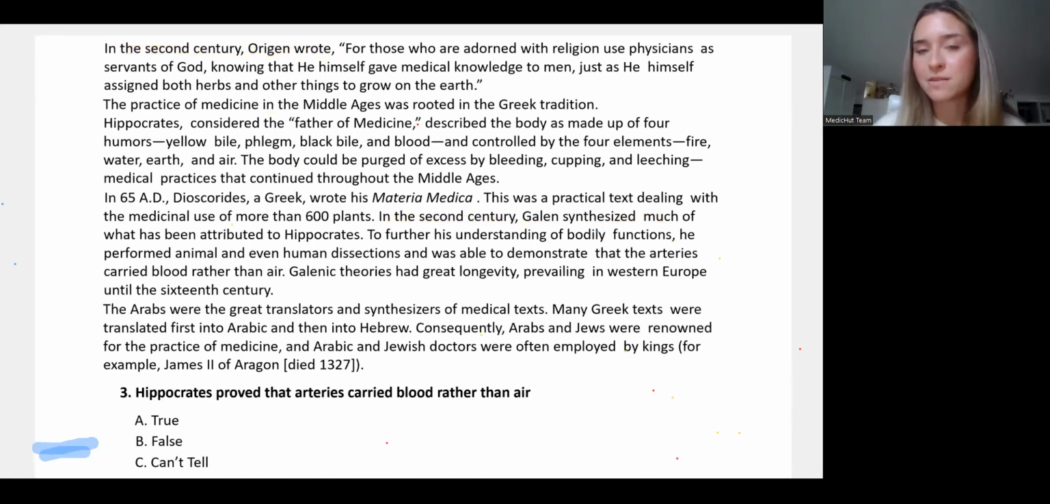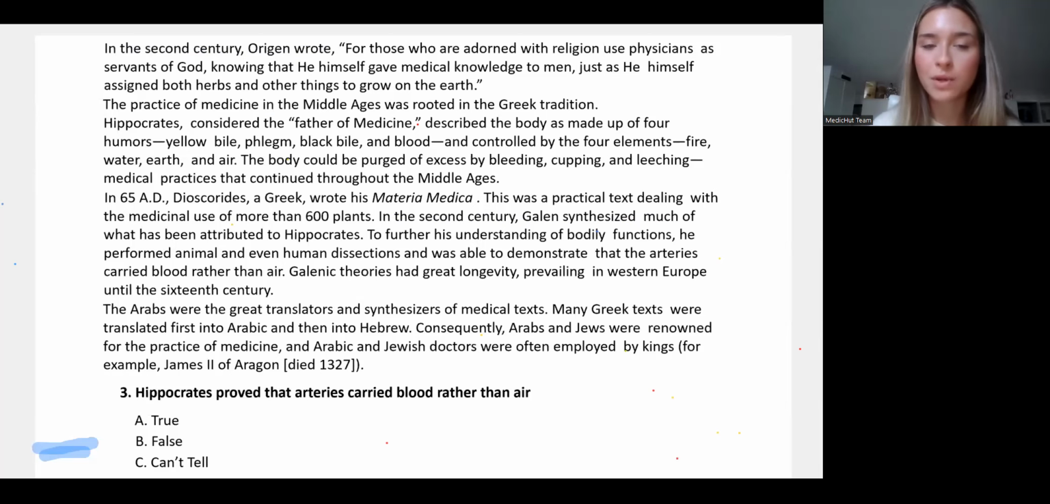We've got 2 more from this piece of text because, as I mentioned previously, you'll get 4 questions with each piece of text. So this is the next one. Hippocrates proved that arteries carried blood rather than air. By the way, there's a few questions in chat. I'll be more than happy to answer all of them at the end as well.